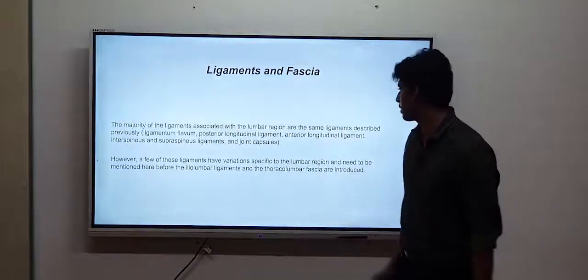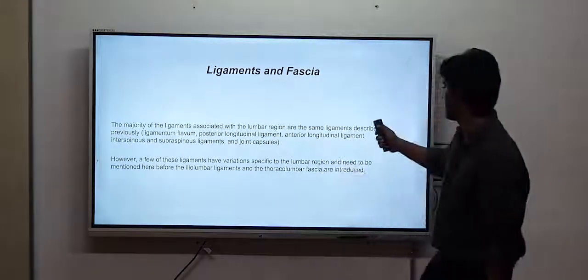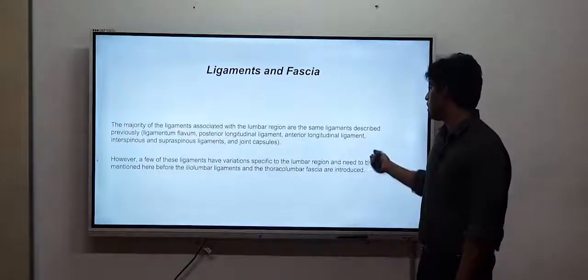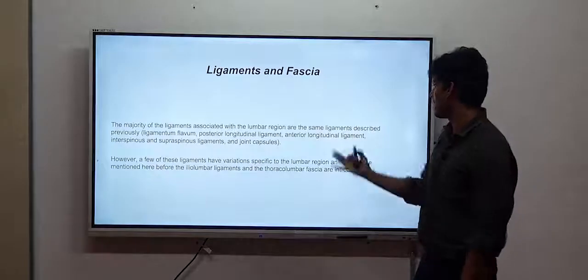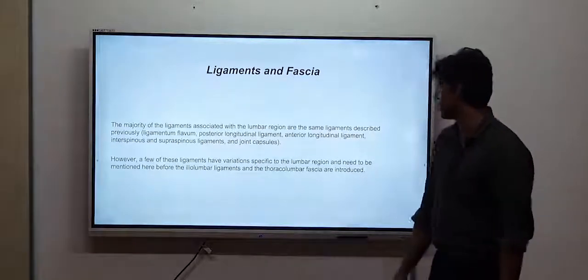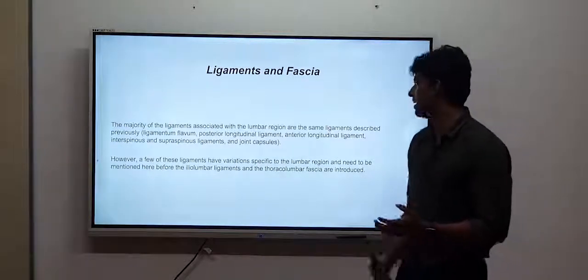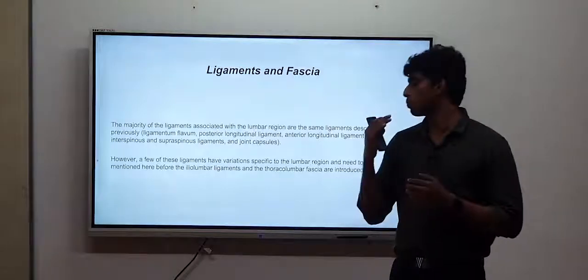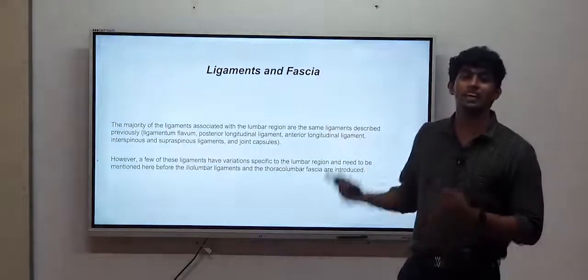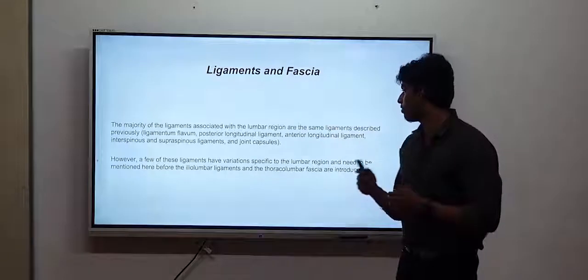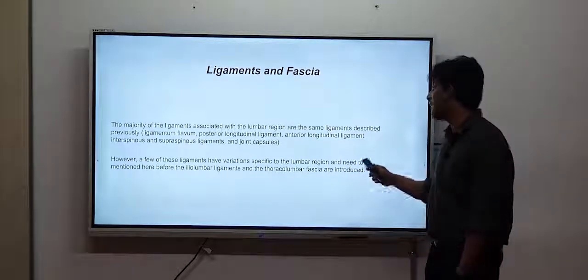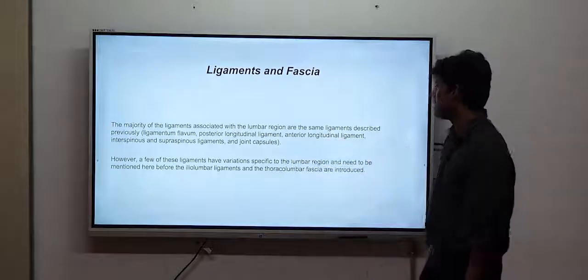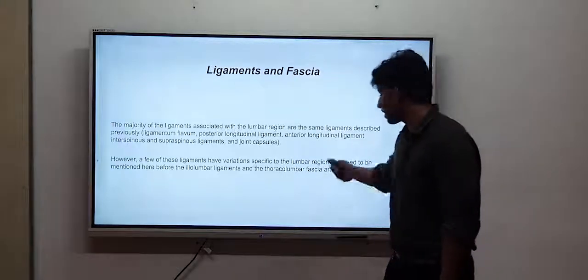The majority of ligaments associated with the lumbar area are the same ligaments described previously, in the thoracic area as well as in the cervical area, like the ligamentum flavum, posterior longitudinal ligament, anterior longitudinal ligament, interspinous ligament and supraspinous ligament, as well as the joint capsules. However, a few of these ligaments have variations specific to the lumbar region and need to be mentioned here before the iliolumbar ligaments and thoracolumbar fascia.